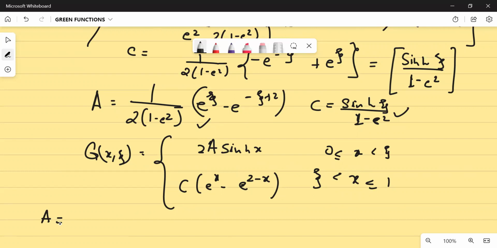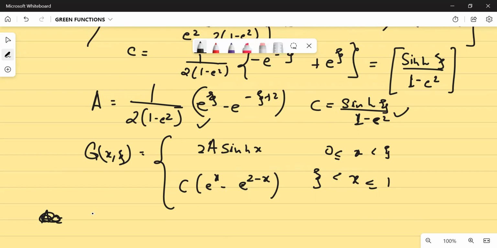So A was what? A is equal to 1 upon 1 minus e squared. You just try to write A in some other form. I think the answer is not exactly this; a different answer is given in the book. So just try to write it somewhere like this. Let's do one thing.